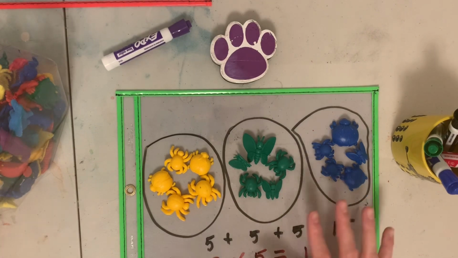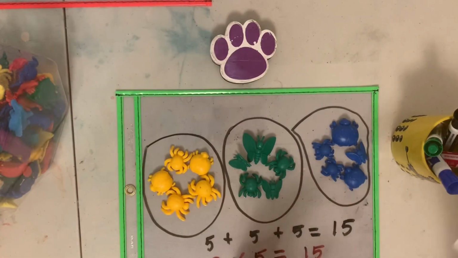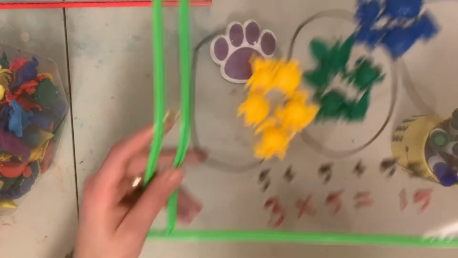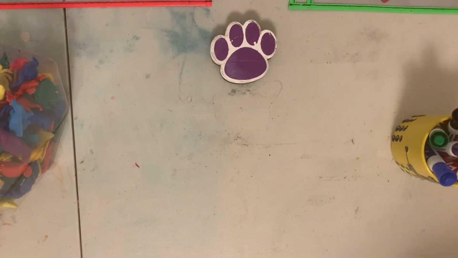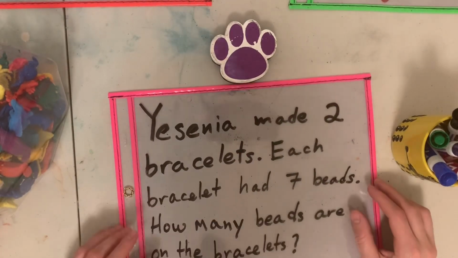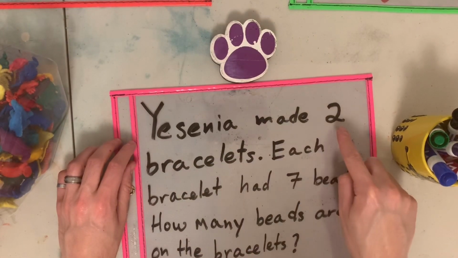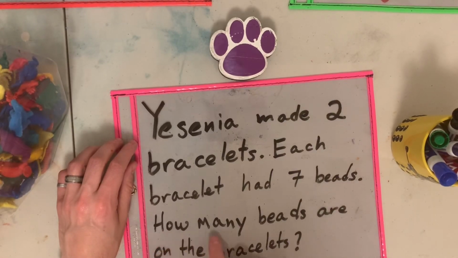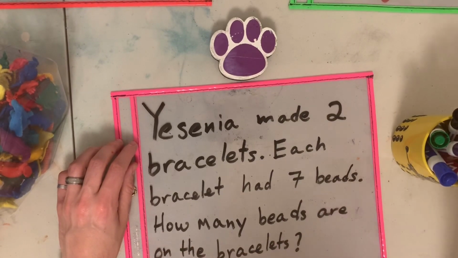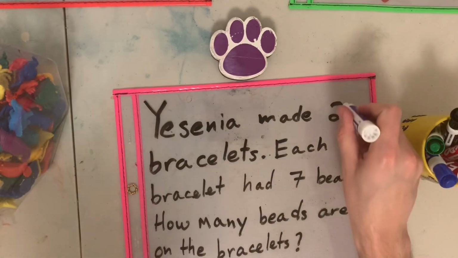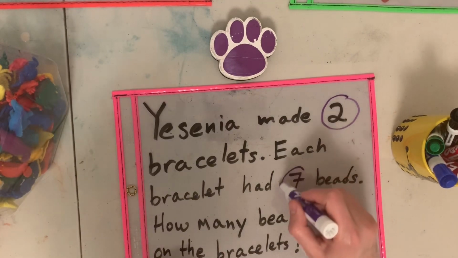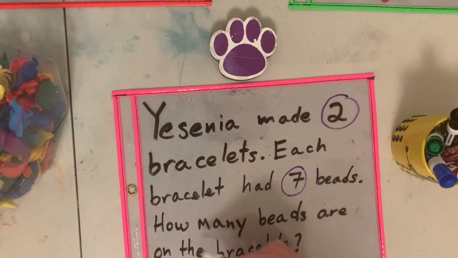Muy bien. So you're going to be doing this same work, but with different numbers. It's the same word problem, but with different numbers. So listen up here. Aquí dice, Yesenia made 2 bracelets. Each bracelet had 7 beads. How many beads are on the bracelet? Repito, Yesenia hizo 2 pulseras. En cada pulsera tiene 7 pelotitas, 7 beads. How many beads are on the bracelet?